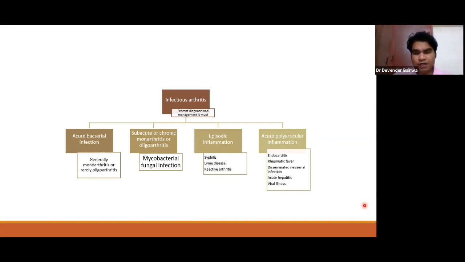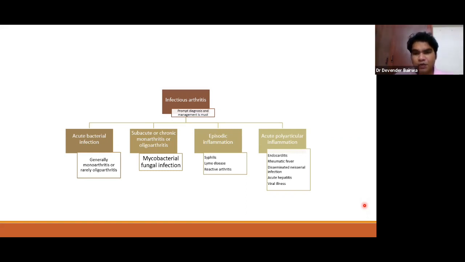Clinically, we can divide into some types. There can be acute bacterial infection, which generally presents as monoarthritis or rarely oligoarthritis. This oligoarthritis picture is more common in patients who have immunosuppression or some underlying CTD like RA. Then there can be presentation as subacute or chronic monoarthritis or oligoarthritis. In these cases, the organisms are generally mycobacteria like TB, or fungal infection, because these are slow indolent infections. Or there can be episodic inflammation, generally seen in syphilis, Lyme disease, or reactive arthritis.